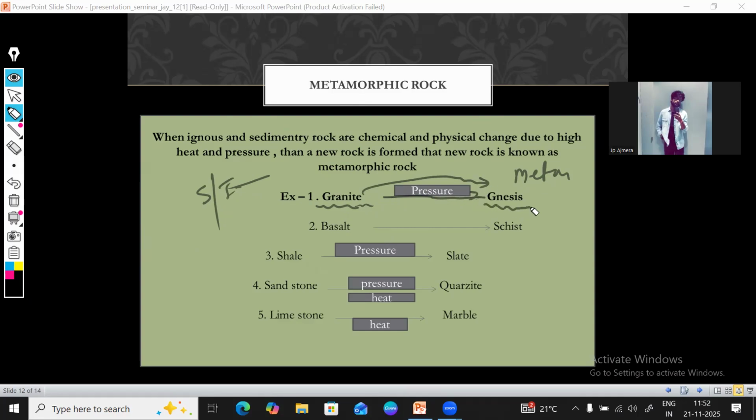That new rock is known as gneiss. That is a type of metamorphic rock. Gneiss is a type of metamorphic rock that is made up of granite after high pressure. Cool. Then the basalt. Basalt is a basic igneous rock.